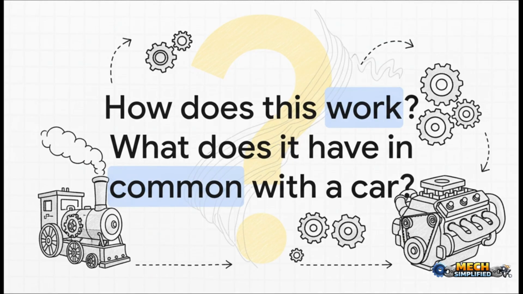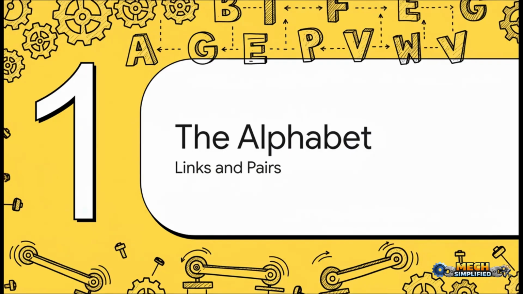And what if I told you that this incredible piece of history, this 200-year-old engine, actually follows the exact same fundamental principles as the engine in your car right now? There's a universal logic at play here, and we are going to decode it. To understand the language of machines, we've got to start with the alphabet. These are the absolute most basic building blocks of all mechanical motion.